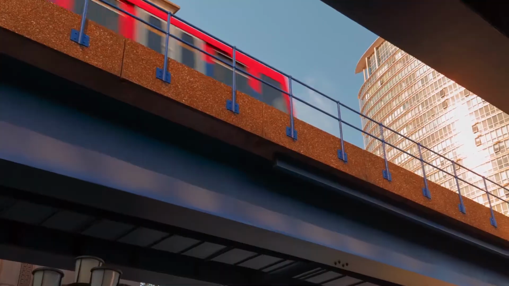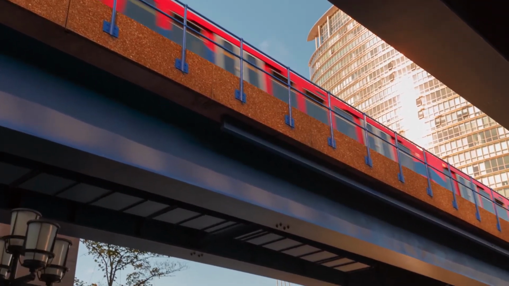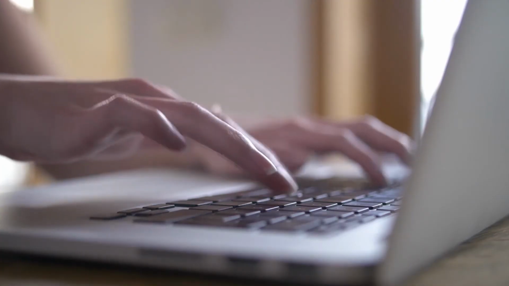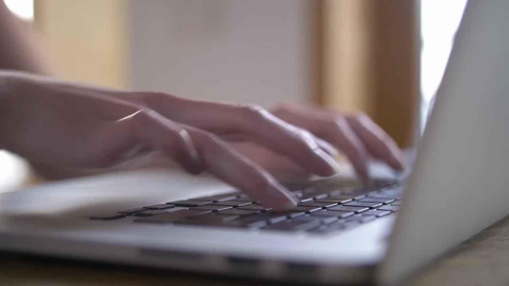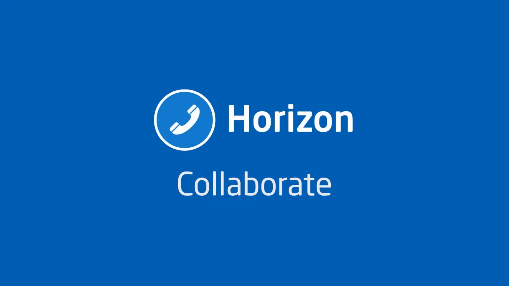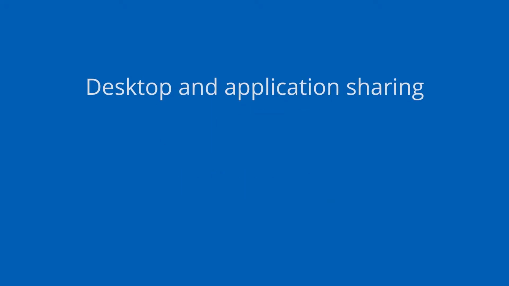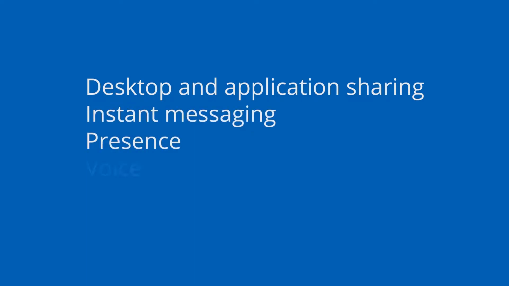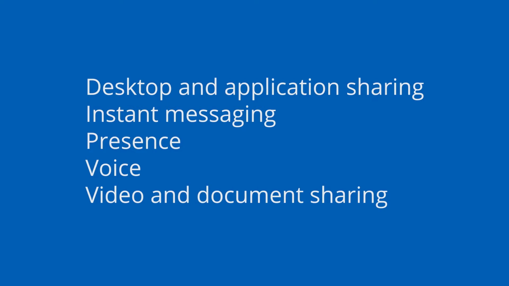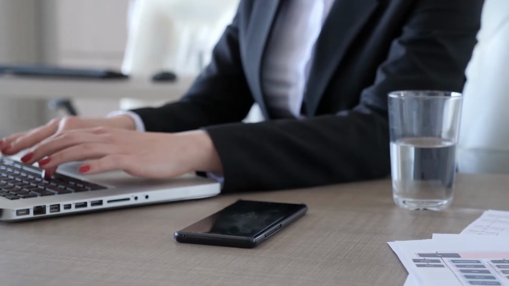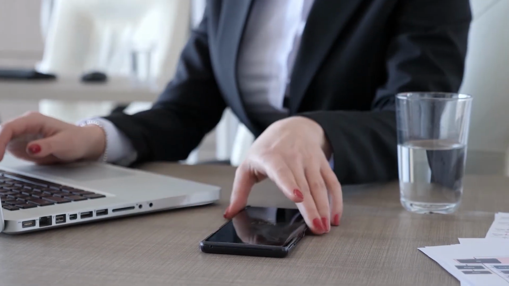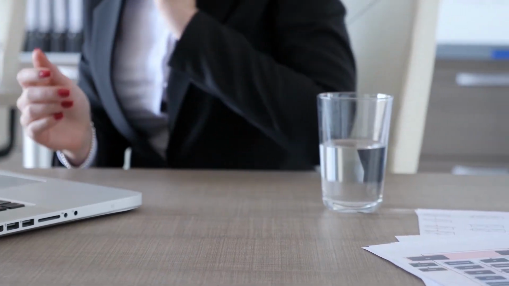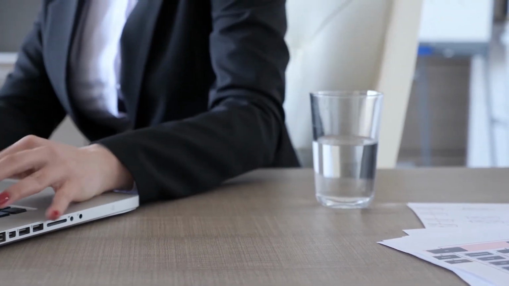Today's businesses are looking for a fully unified ICT environment so they can effectively connect people, applications, clouds, and networks to quickly and efficiently share information. Gamma's new Horizon Collaborate solution offers services such as desktop and application sharing, instant messaging, presence, voice, video and document sharing, and enables users to access business communications and collaboration services from their favorite devices, wherever they are.